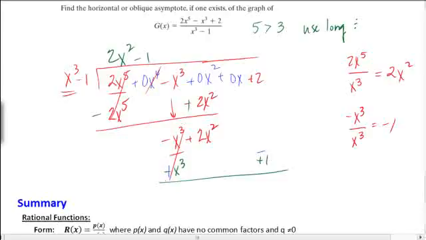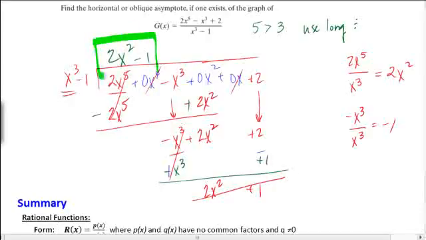The x cubes disappear. I get 2x squared. I don't have to worry about the 0x, but I do have to bring that 2 down. So plus 2 minus 1 would be plus 1. Okay, so this x squared is less than this x cubed, so this is the remainder, and I don't care anything about it. But I want to come back and look at what is left.